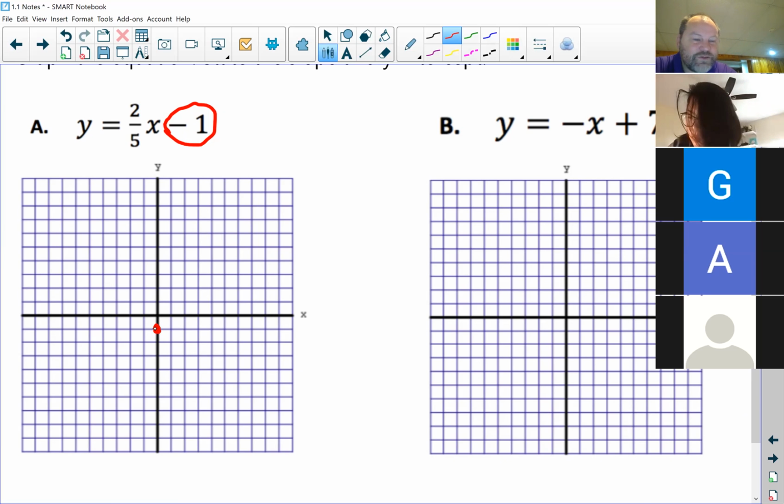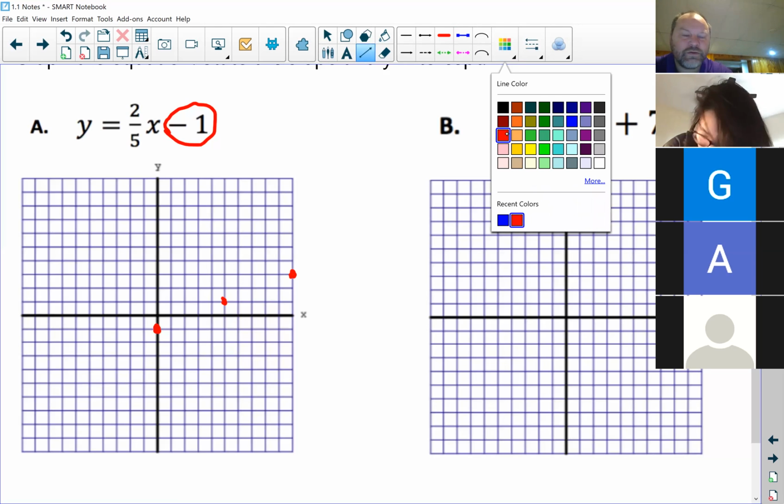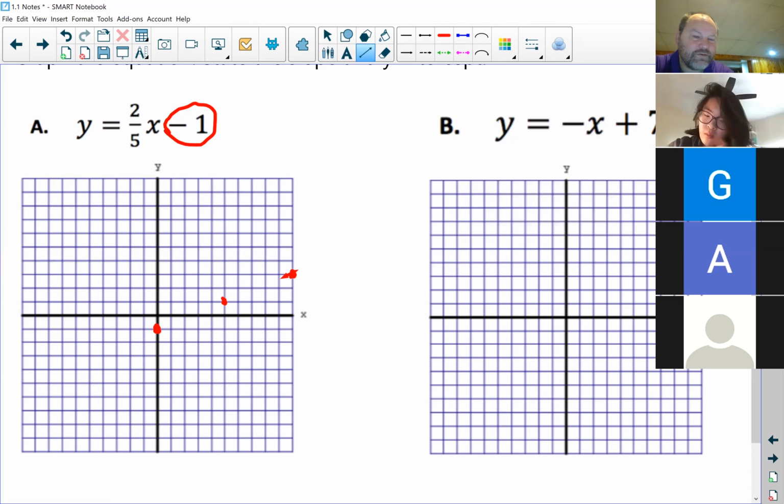So from my y-intercept, I always think of slope as rise over run. So I go up 2, right 5. And I can go up 2 and right 5 again. So if I graph that, that's what my line looks like.